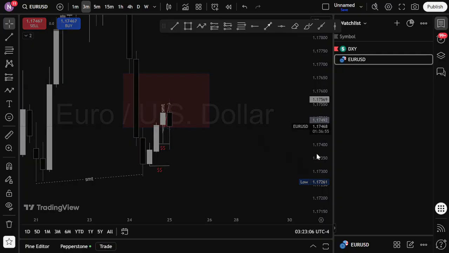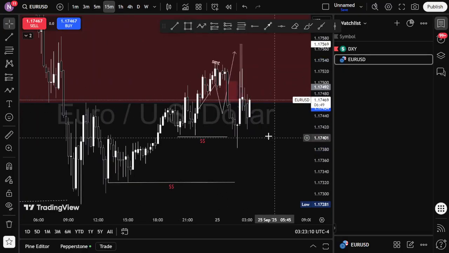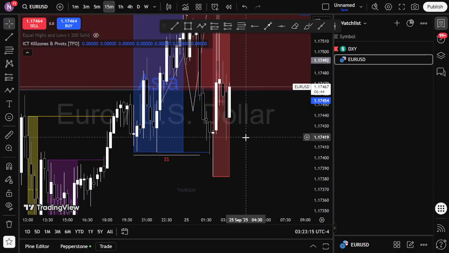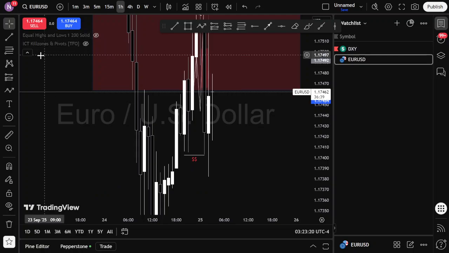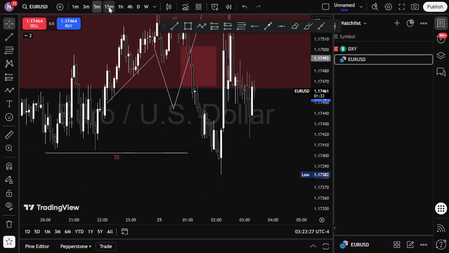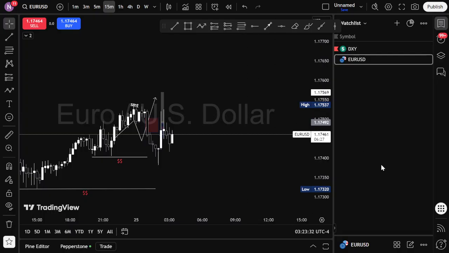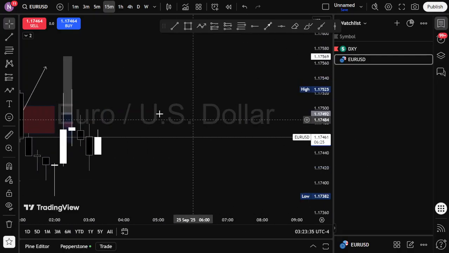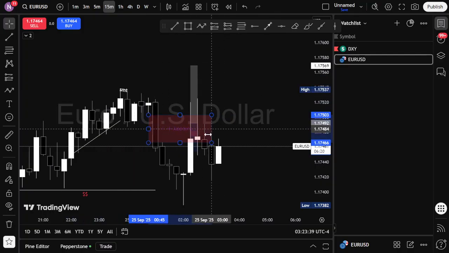Once the market did that, what I was waiting for is the market coming down and sweeping this Asian session low as well. So you can see the market swept this Asian session low, and also took out this liquidity pool over here. The market took out all this liquidity with this candle. As soon as the market did that, I shifted into the 5-minute time frame, and I was also looking at this candle over here. You can see this huge bearish candle, or bearish fair value gap. So this was the bearish fair value gap.